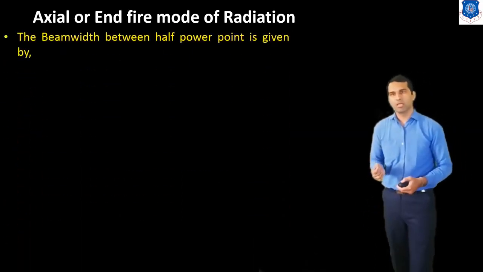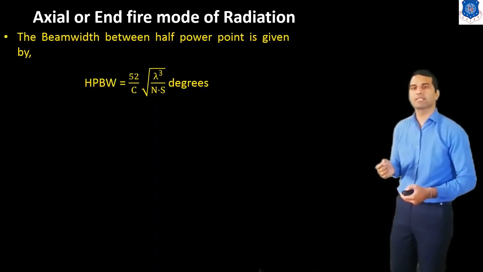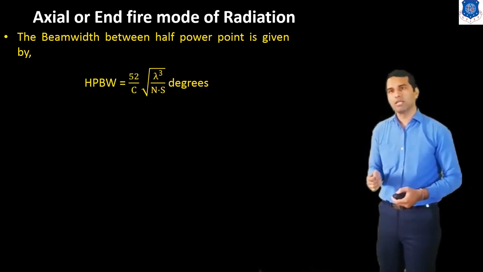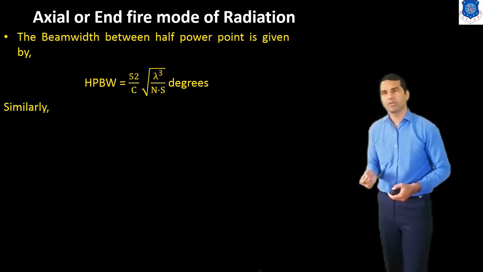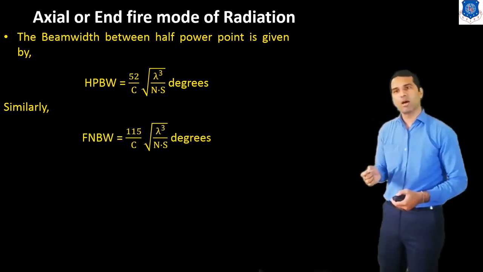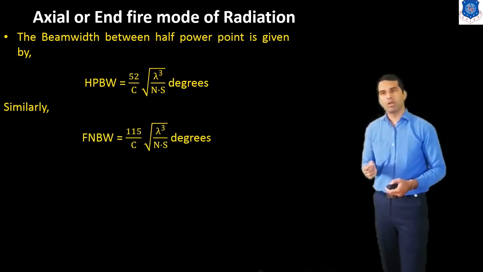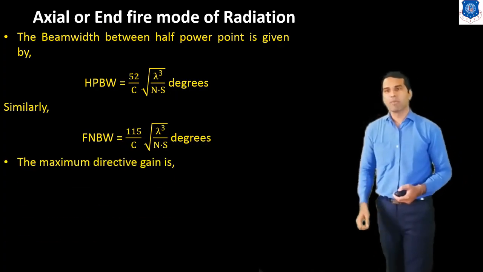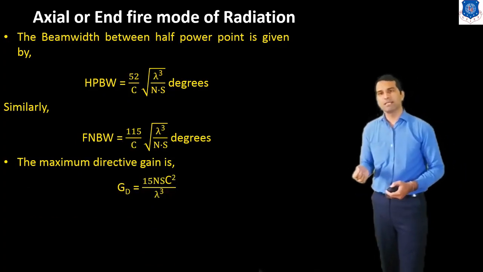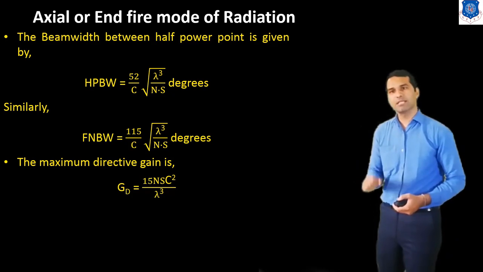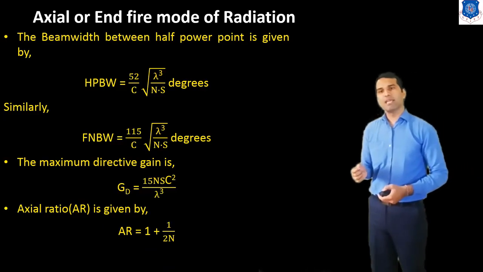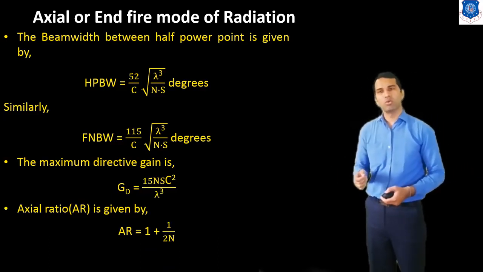The beamwidth between the half power points is given as HPBW equals 52 by C, under root lambda cube upon N dot S. Similarly, we can write the first null beamwidth as FNBW equals 115 upon C, under root lambda cube upon N dot S. The maximum directive gain, that means the directivity, we can write as GD equals 15 NSC square upon lambda cube. And the axial ratio we can write as AR equals 1 plus 1 upon 2N.